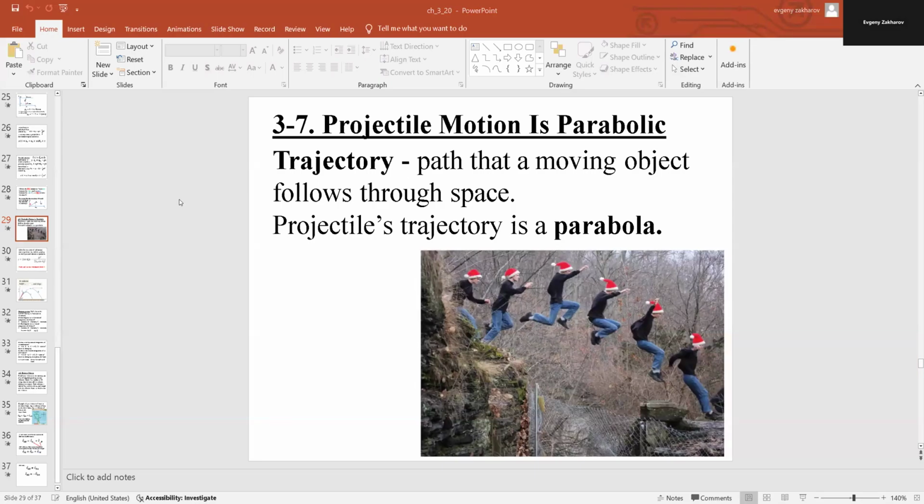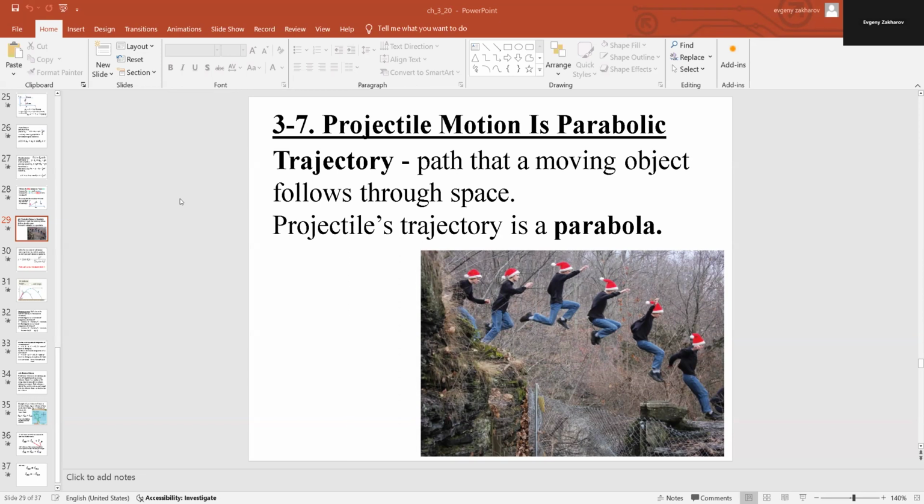Okay, chapter 3, part 2. We have covered all the vector algebra in the previous part and then discussed projectile motion in detail.